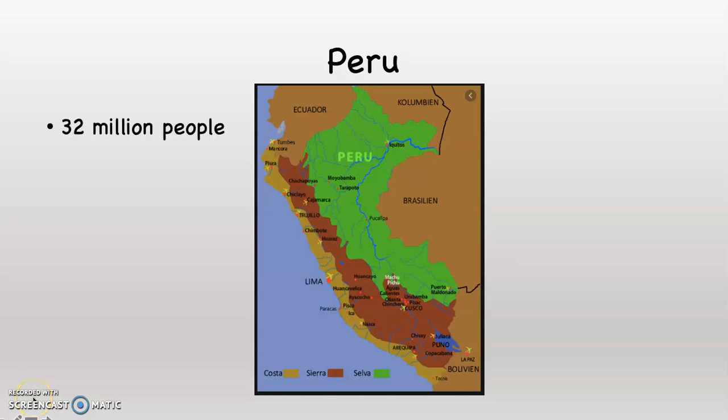Peru. There are 32 million people in Peru. And like most Andean countries, there are three distinct zones in the country. There's the coastal strip. Take a look at this map.